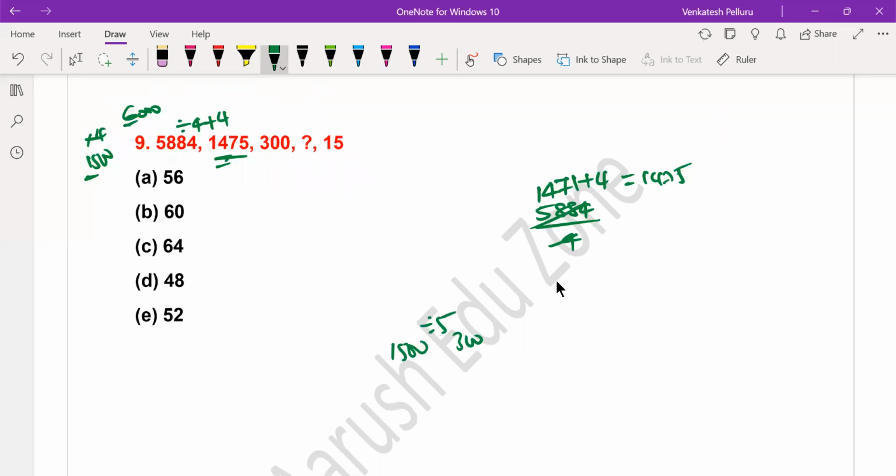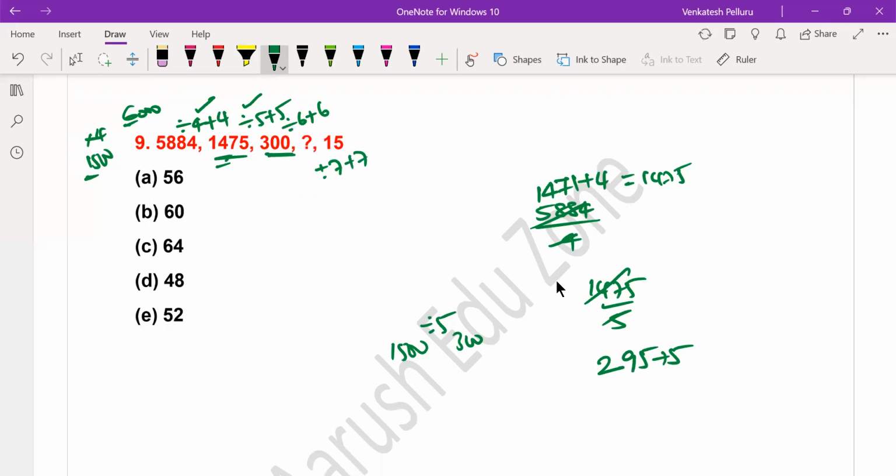It's approximately 1500, and the next value is 300, so probably 5 times. If you divide 1475 by 5, it has to be 295. If I add 5, it becomes how much? 300. So it is divided by 5 plus 5. If you observe the logic correctly, it is divided by 4 plus 4, divided by 5 plus 5. So obviously the next logic has to be divided by 6 plus 6, and finally it has to be divided by 7 plus 7.